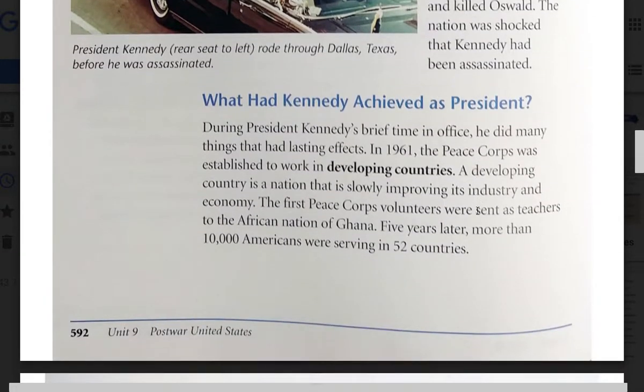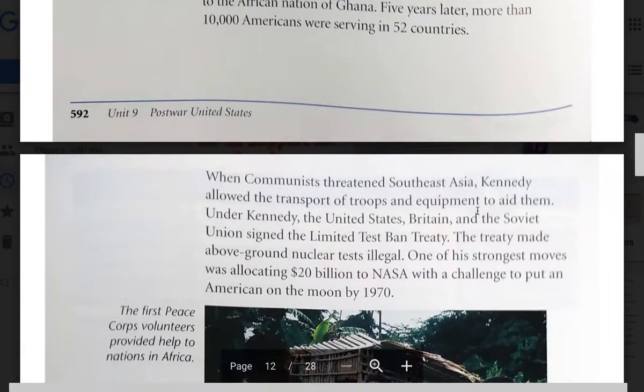What had Kennedy achieved as president? During President Kennedy's brief time in office, he did many things that had lasting effects. In 1961, the Peace Corps was established to work in developing countries. A developing country is a nation that is slowly improving its industry and economy. The first Peace Corps volunteers were sent as teachers to the African nation of Ghana. Five years later, more than 10,000 Americans were serving in 52 countries.